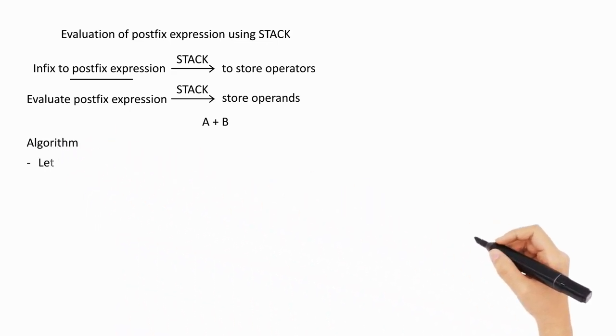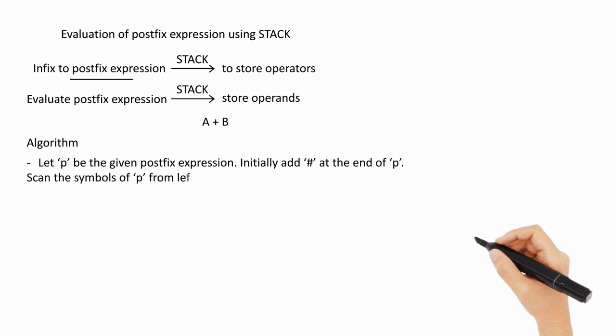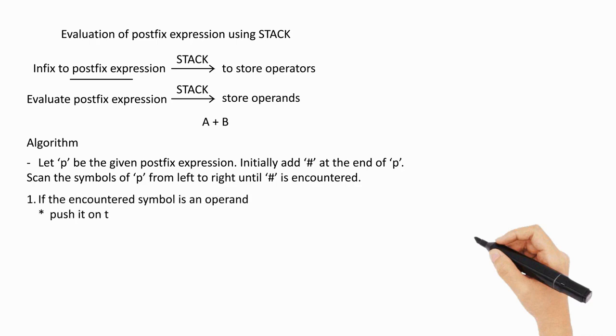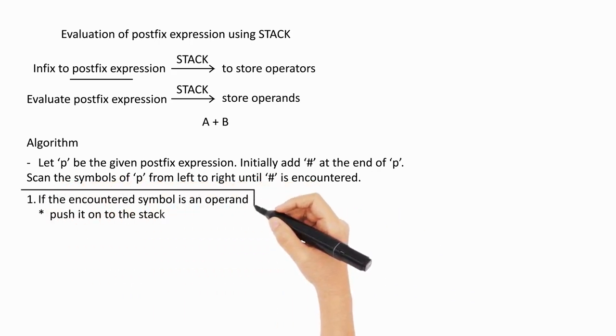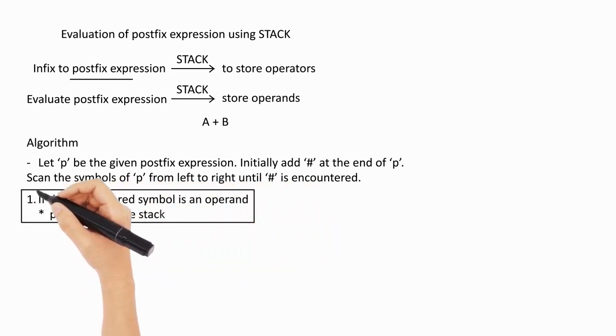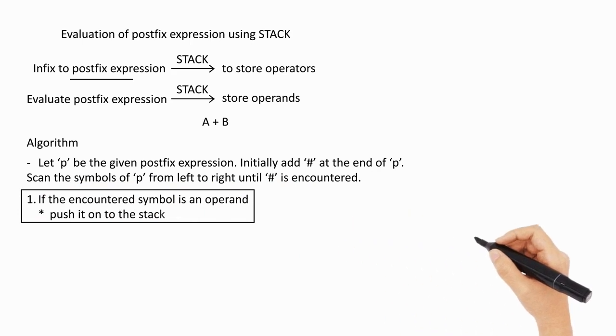Initially, we consider a given postfix expression P. We add a hash symbol at the end of the given expression P. We start scanning the symbols of P from left to right until we encounter the hash symbol. Then we perform three simple steps. If the encountered symbol is an operand, we push that symbol onto the stack. That means when we scan the symbols of the expression from left to right, if we encounter an operand, we push that operand inside the stack.